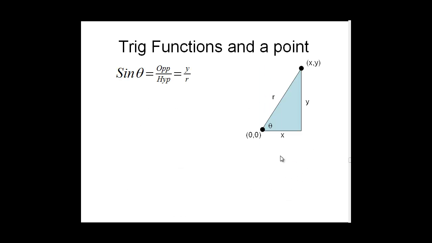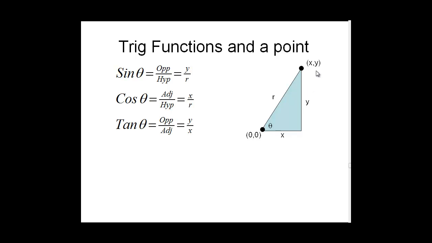Now, if you have a point in space, 0, 0 being the origin, that's one point on your triangle. If you go over x distance and up y distance, the point you get out here is (x, y). The distance from 0, 0 out to that point we're going to call r. And you can use the Pythagorean theorem. r is equal to the square root of x squared plus y squared. Sine of theta is going to be opposite over the hypotenuse, which is y over r. Cosine is going to be x over r, adjacent over hypotenuse. And tangent is going to be opposite, which is y, over adjacent, which is x.